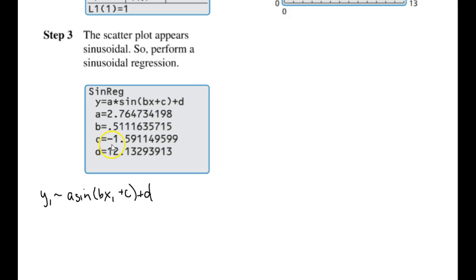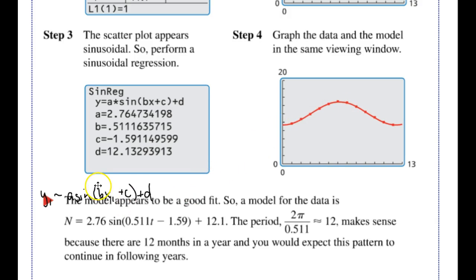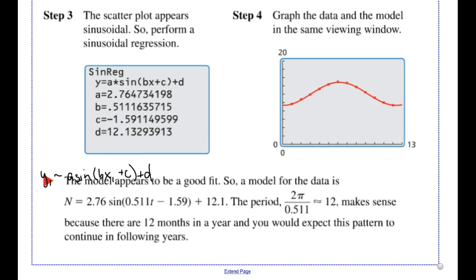You may get different numbers for c occasionally, because c is just a horizontal shift. I can shift it to the left a little bit, or to the right quite a bit, and I will get the same thing. So there is a possibility of some different c values, and we can talk about how to get different ones. Now I can graph the data and the model in the same window and see that I'm pretty darn close. This model fits my data pretty well.